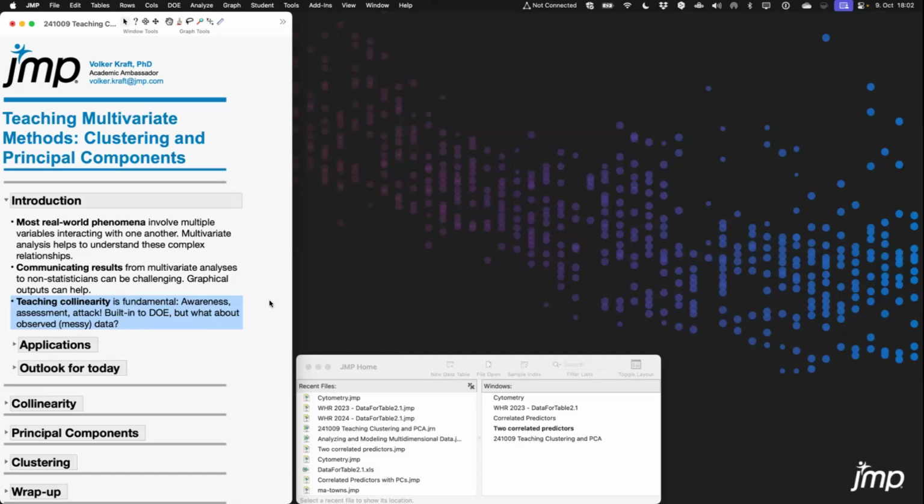But what if you are not that lucky, if you are not analyzing experimental data, but observed and typically messy data? In this case, every data analyst should be aware and prepared to tackle the problem. For predictive modeling, everyone knows, or should know, about overfitting and how to protect against it using validation. Here it's the same type of enemy, collinearity. It would be a problem in any modeling, not just predictive modeling.